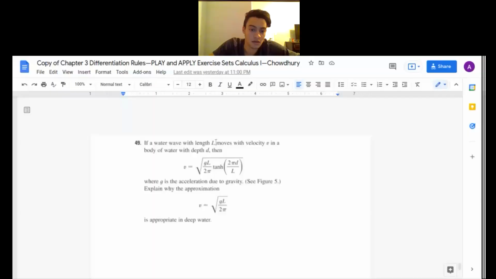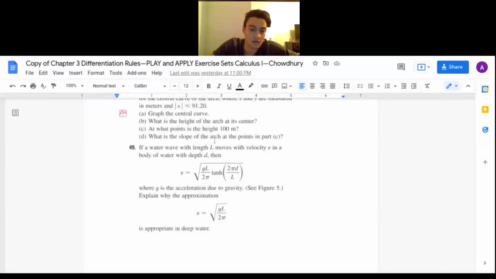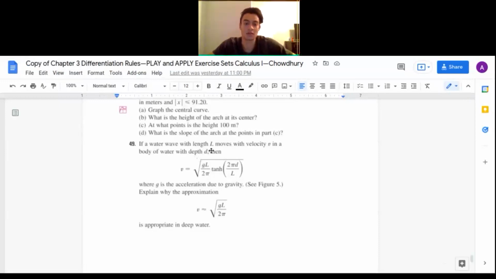All right, so I did number 49 for my 3.11 apply. Basically the question gives you this whole equation here, which is the velocity of a water wave according to how deep the water is. And then it explains some of the variables here. And then what it's asking is, why would this other equation be appropriate if the water is really deep?